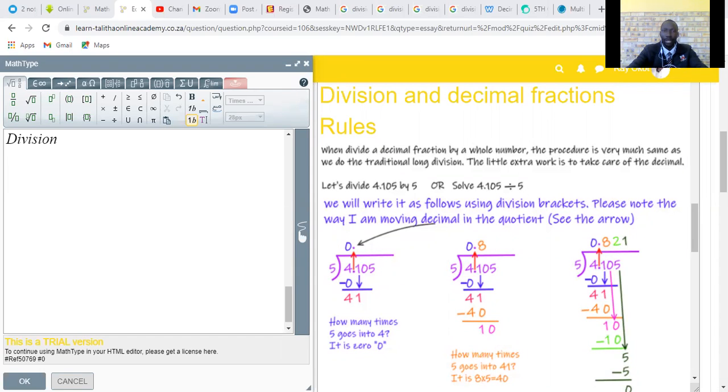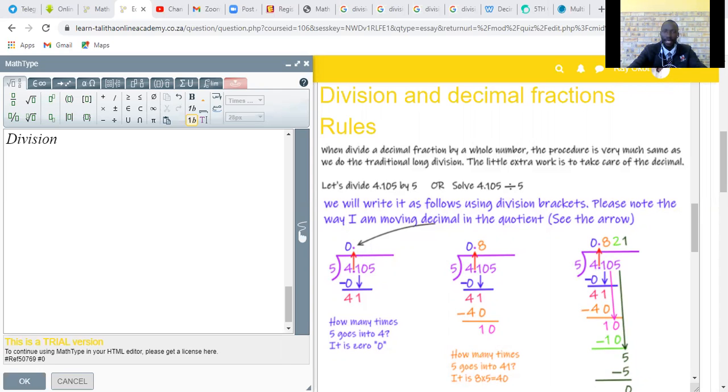Now, in this section, we are discussing divisions and decimal fractions. Just like multiplication with decimal fractions, division also comes with a set of rules, a set of steps that we have to follow before we conclude or find the final answer. And so here is one example which is going to illustrate the rules that we follow.